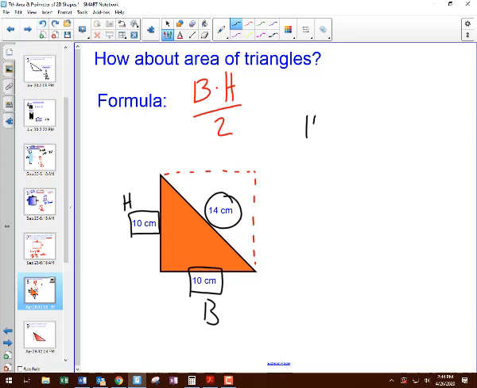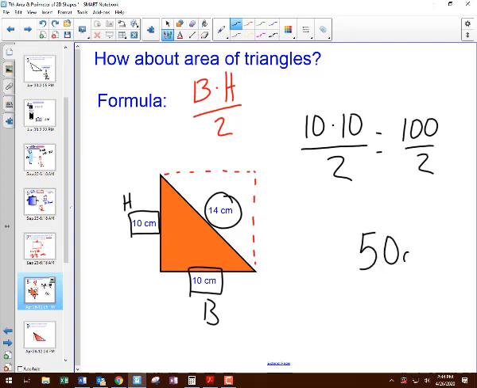If I can get this to work today. 10 times 10 divided by 2, because that was our base and our height. That's going to equal 100 over 2. Our answer is going to be 50 centimeters squared.